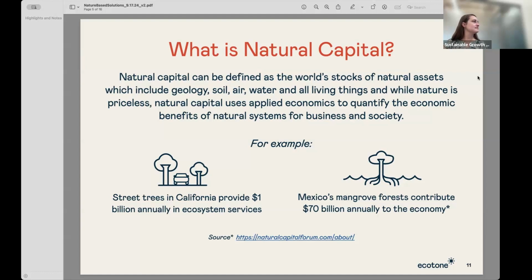And so part of what we're helping everybody do is to just better understand from a numerical value what some of these systems do for us as a society. I have a couple examples here of the street trees in California being worth $2 billion in cooling. And then there's mangrove forests in Mexico that are helping their economy by $70 billion. And we'll dive into a little bit about how to break that down.